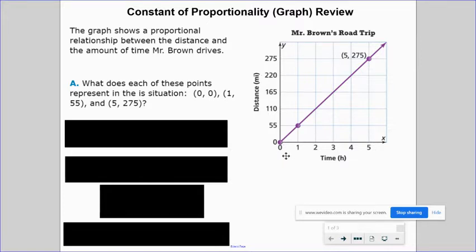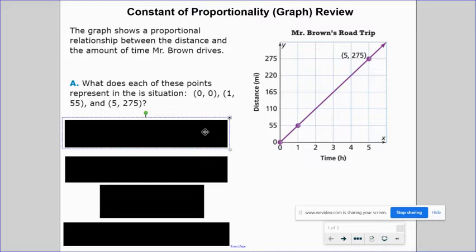So we will be looking at how many hours Mr. Brown drives and what is his total distance in miles. And remember, when we look at an ordered pair, it's always X, then Y, and you can remember that similar to the alphabet. So when we look at (0, 0), which is also known as our origin, X is discussing hours. So for 0 hours, Mr. Brown drives a total of 0 miles.